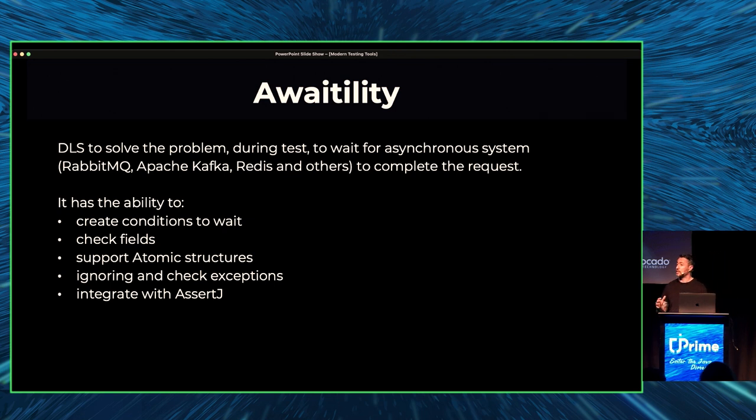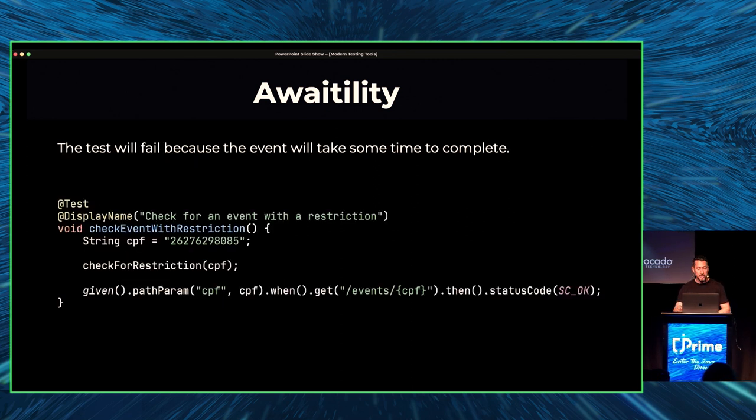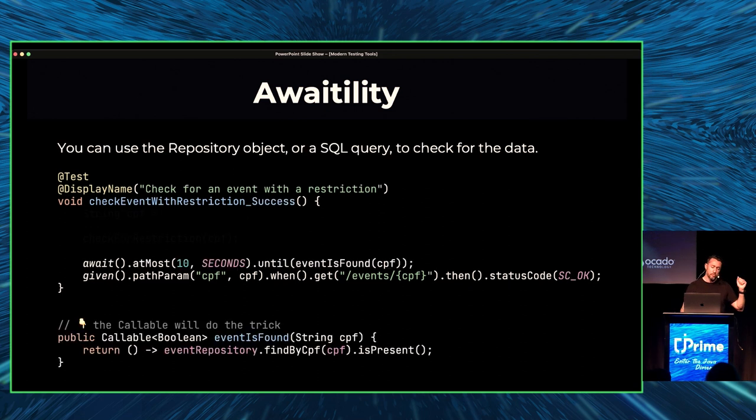We can have a lot of things, even ignoring exceptions, to make sure that, okay, sometimes I know it will throw an exception, but if I try a little bit more and wait a little bit, it will return a success for me. I can do a lot of things. And this is really easy. I will skip these slides with the examples and show it through the code.